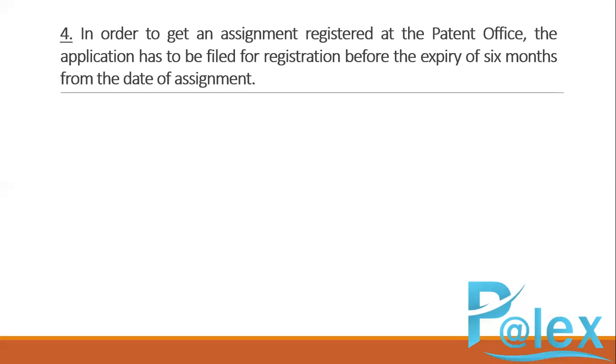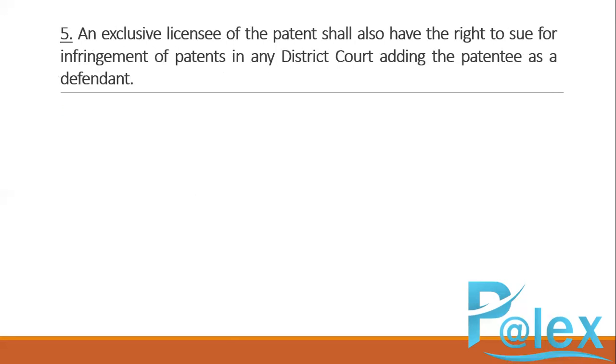Question 4, in order to get an assignment registered at Patent Office, the application has to be filed for registration before expiry of 6 months from the date of assignment. This is again a false statement. There is no specific time limit for this. So once the assignment is done, you can actually submit it for the registration at the Indian Patent Office.